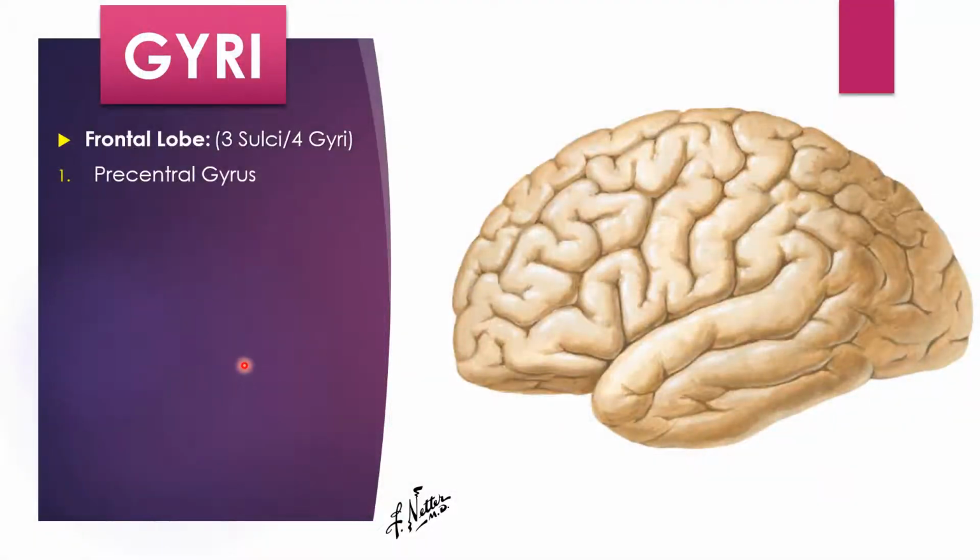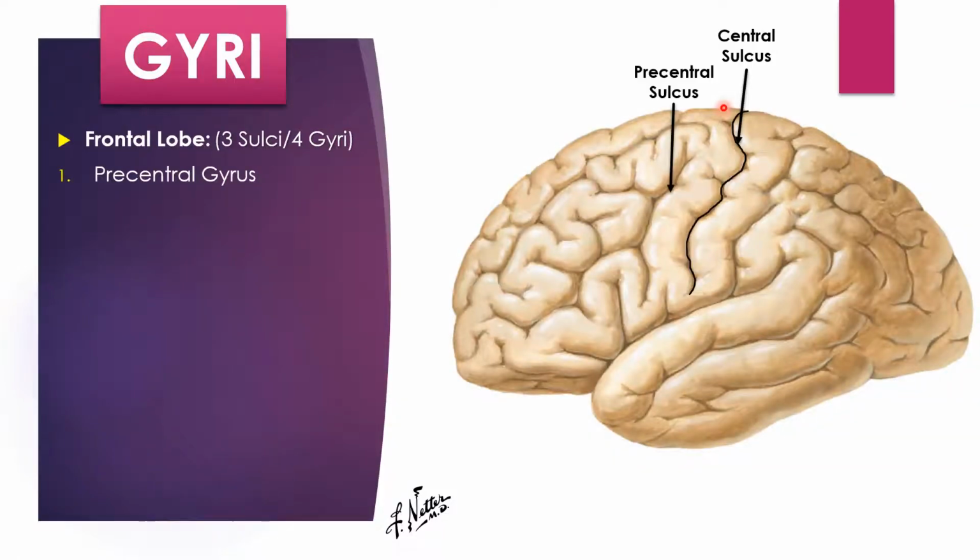For the precentral gyrus, we should have an idea of the central sulcus. Here is the central sulcus, which runs from the frontal pole to the occipital pole, indenting the superomedial border 1 centimeter posterior to the midpoint of the line between the frontal and occipital poles.